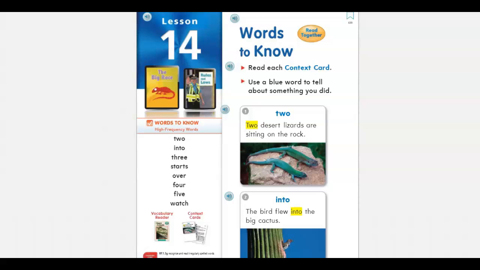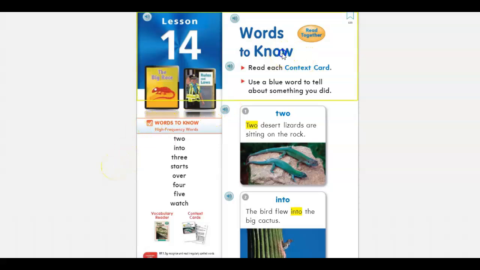Everybody, and welcome to your reading video for today. It is Monday, so we are starting a brand new lesson. We are starting lesson 14. We are going to be working with two stories this week. One is called The Big Race, and the other is called Rules and Laws. So these are our two stories we'll be reading this week.